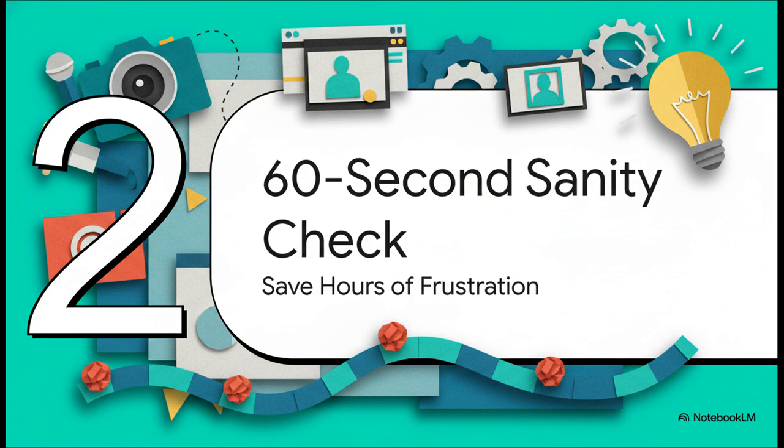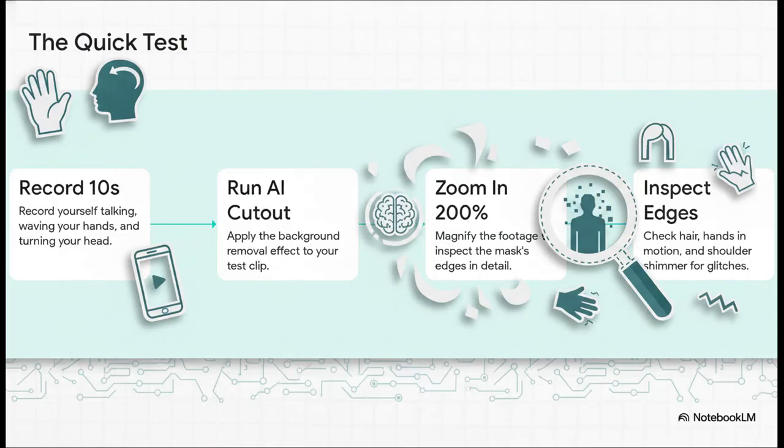Okay, next up, we're covering what is probably the single most important tip in this whole explainer. It's going to save you hours of frustration. Before you even think about recording your main content, you have got to do this simple sanity check. And it's so simple. Just record a quick 10-second test. Talk a little, wave your hands around, turn your head. Then run it through the AI cutout and zoom way in, like 200%. If you're seeing problems here on your hair, your hands, your shoulders, you are absolutely going to see them in the final video. Think of this as your early warning system.